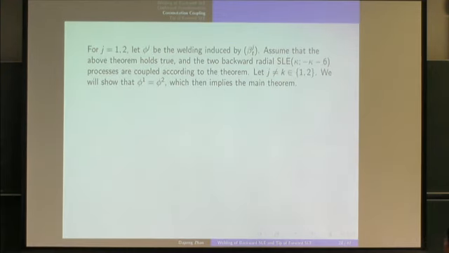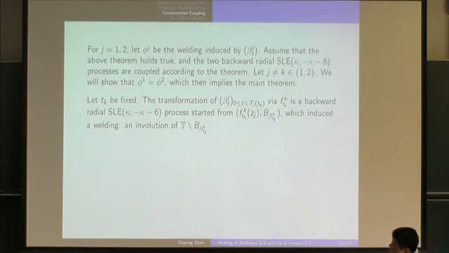Now I explain. If I let phi_j be the welding induced by beta_jt, assume that the above theorem holds, and the two backward radial SLE kappa minus 6 processes are coupled according to the theorem. Then we will show that phi_1 equals phi_2, which then implies the main theorem.